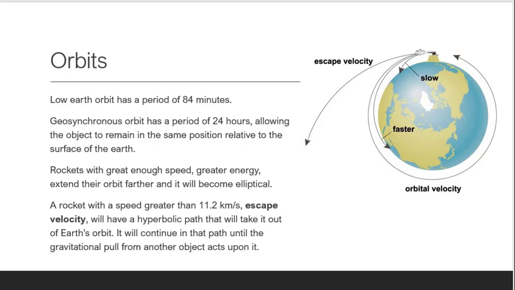And if a rocket has enough speed and enough energy, it'll go out farther with a larger radius, and it does become a more elliptical orbit. If the speed that the rocket has is greater than 11.2 kilometers per second, and that's kind of an average value, we say it has escape velocity, and that would take it out of Earth's influence, and it continues its path until some other large object acts on it with its gravity.